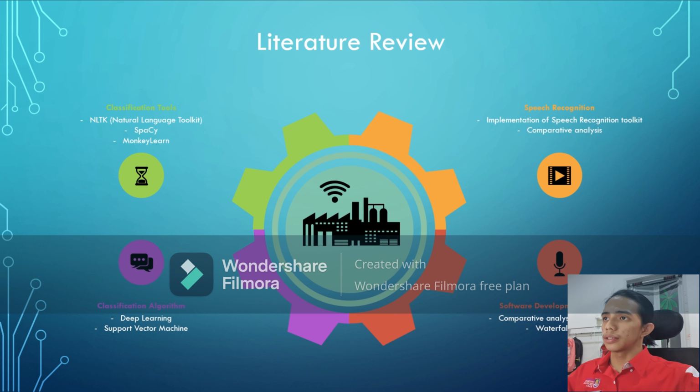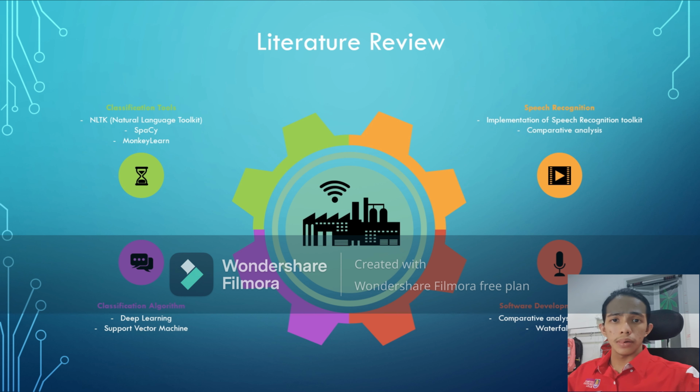So the first one is about comparing which tools could possibly be used for the software development. We have NLTK, Natural Language Toolkit, Spacy, and Monkey. In the end, after some analysis, I used Monkey as a tool to develop the classification model. And then we have the algorithm.